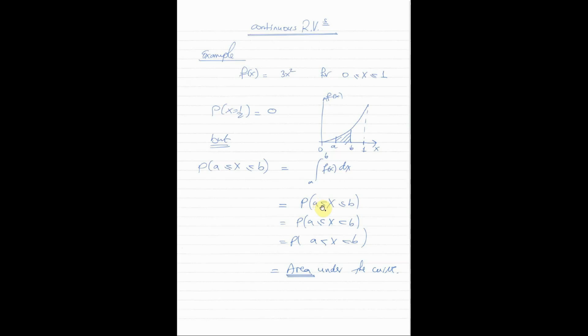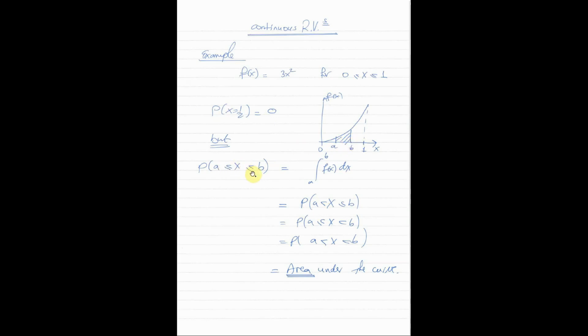It does not affect us. The equal sign does not affect us. Why does the equal sign not affect us? From this fact, the probability that x is equal to a exactly is equal to 0, and the probability that x is equal to b exactly is equal to 0.